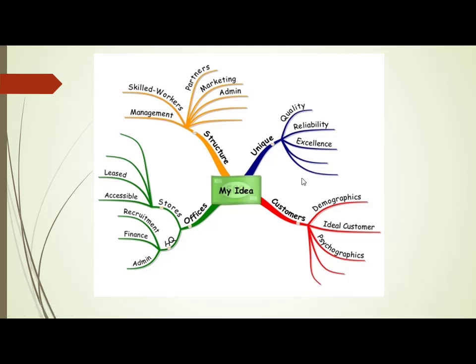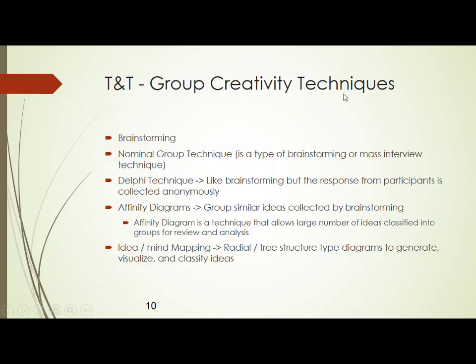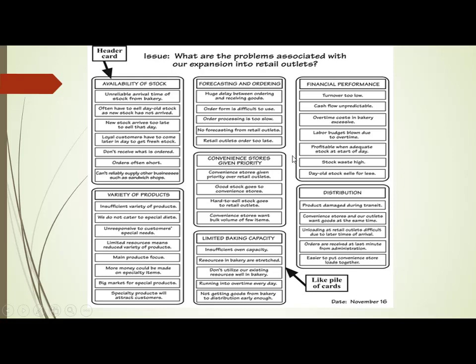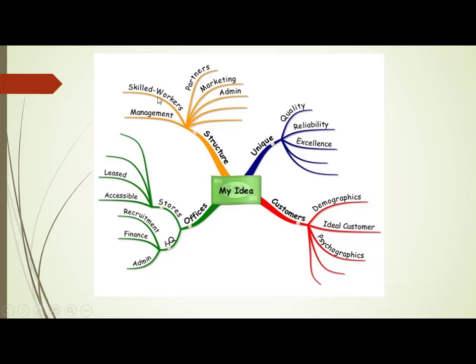So idea mapping and affinity diagrams are the two most important techniques under group creativity techniques. Why is it called group creativity techniques? Because I am taking the requirements in a group, not one-on-one. For affinity diagrams also, you should have a group of people giving you the ideas, and I have to group them. And in mind mapping also, I have different people giving different ideas, and I am going to map all those ideas together.